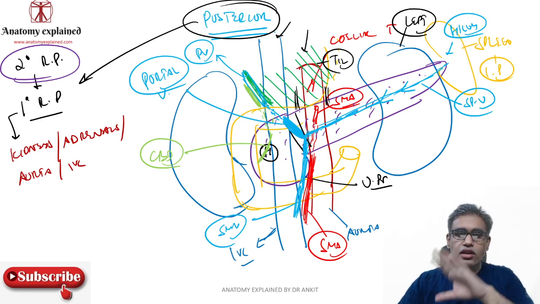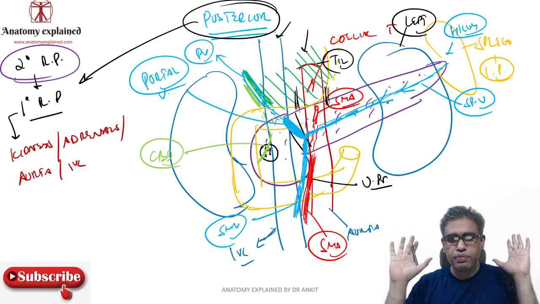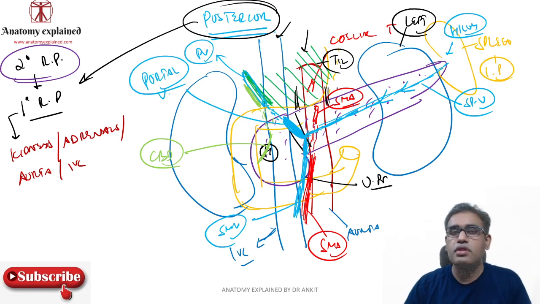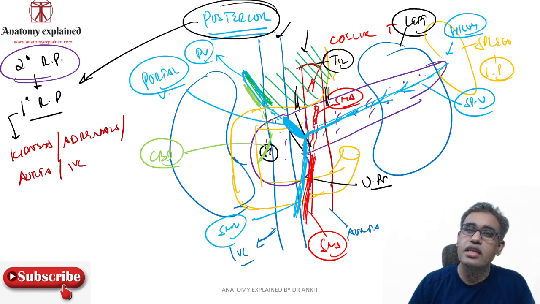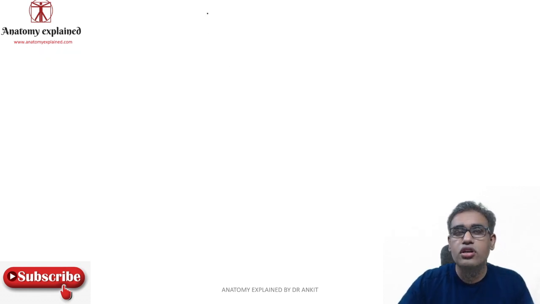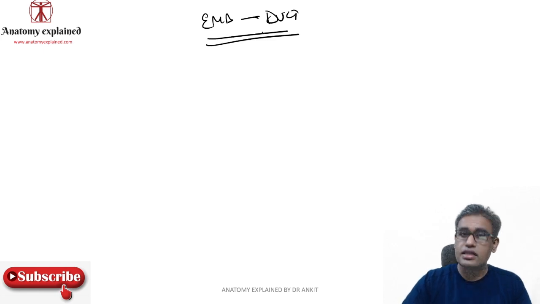So you have to understand these are all the posterior relations, and then you have a layer of peritoneum which is covering all of these from the front. So these were your anterior and posterior relations. Now moving from here, let us understand a little bit of the embryology, because from here we can understand a little bit of the pancreatic ducts.